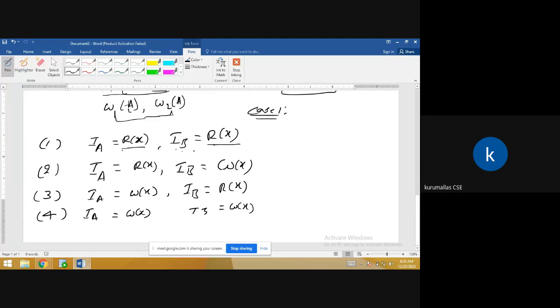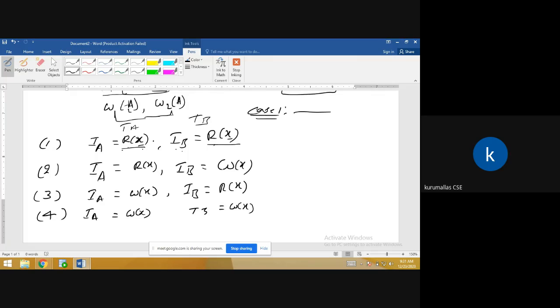Since the data item X is read by the transactions TA and TB, either TA can read the instruction IA before TB reads IB, or vice versa. Either case is fine. If these two instructions are reads on the same data item, we are not following any order of execution.